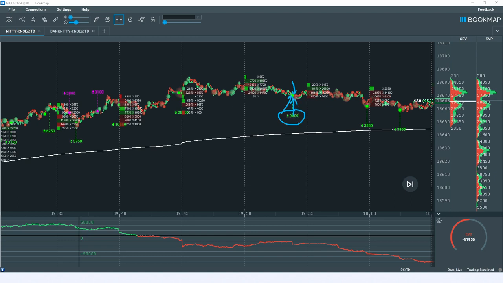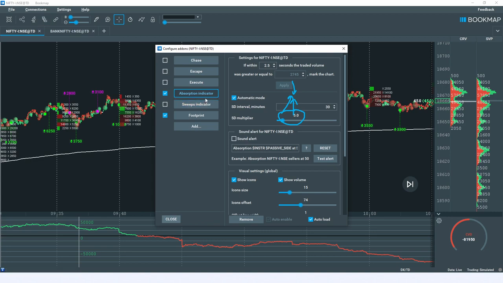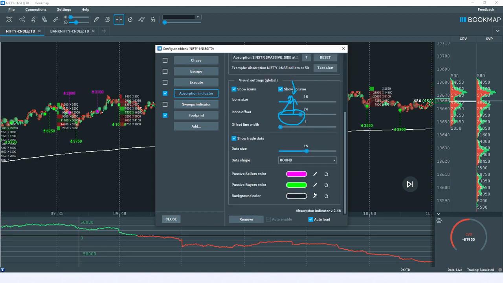That's why this particular indicator identified this condition as an absorption, specifically the passive buy absorption. If you go to the settings of the absorption indicator, the green dots indicate the passive buyer, or the presence of a limit buyer. And passive seller means the pink color. You can see this is where we see the 3100 quantity of passive sellers.